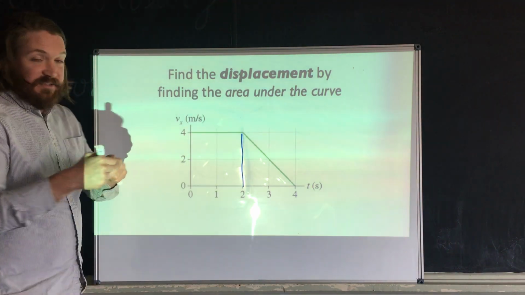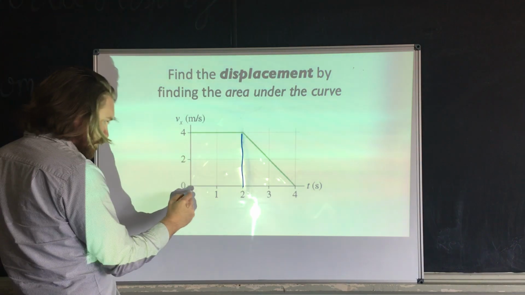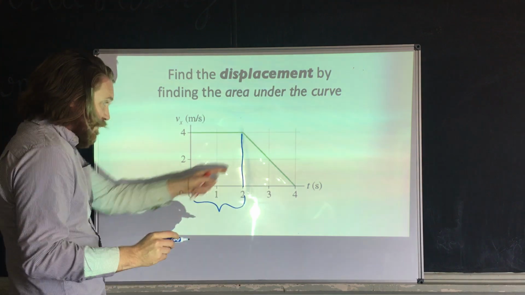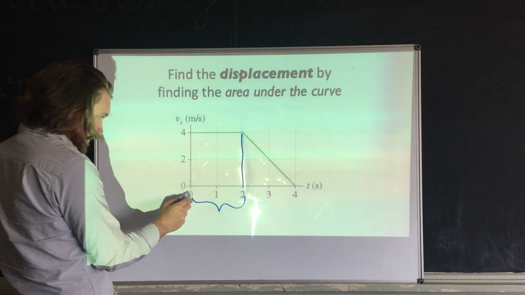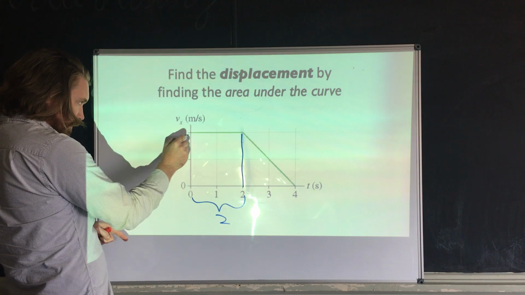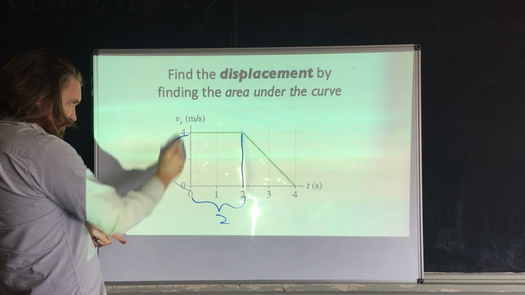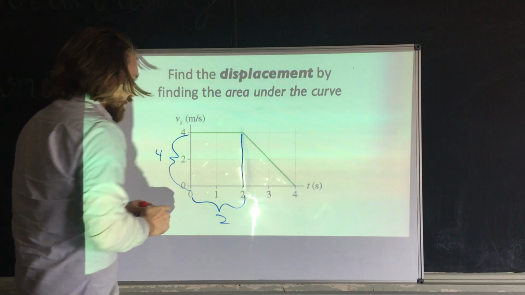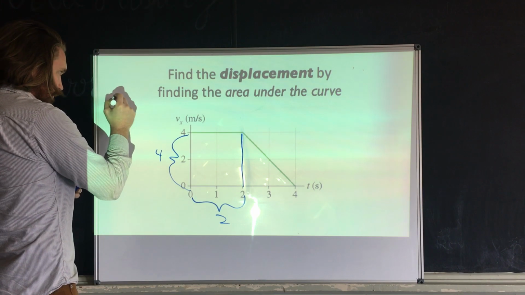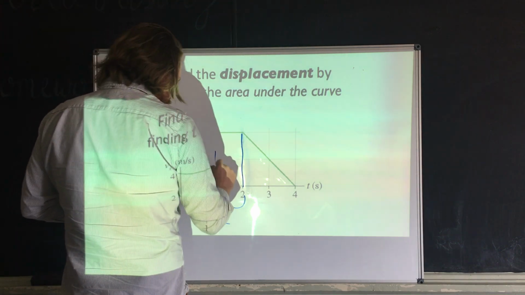Now I need to find the base and the height of both of them. The base is right here. The base of my rectangle is obviously going from 0 to 2. That's 2. And my height here goes from 0 to 4. That's 4. Okay? So to find the area of this right here, we'll call this 1, we'll call this 2.